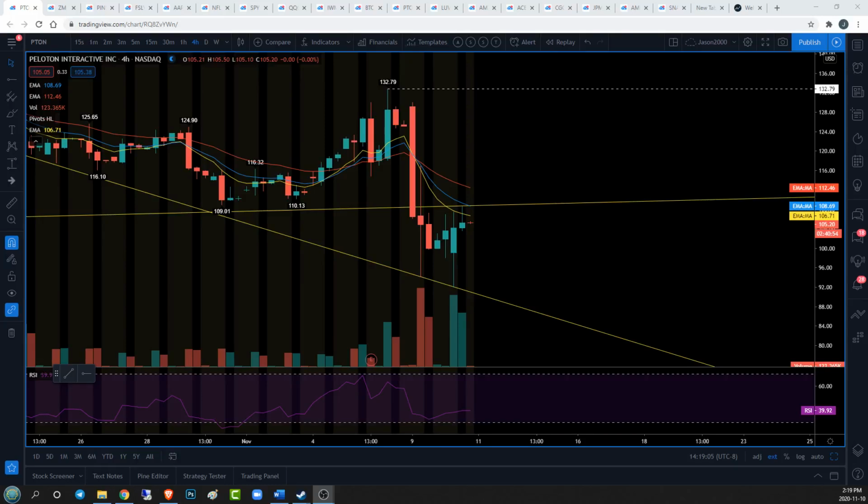Hey guys, today we're looking at PTON, ZM, PINS, FSLY, and AAPL. These are tickers that we're going to review for members of the Chart Guys community.